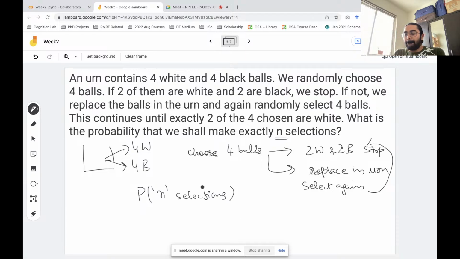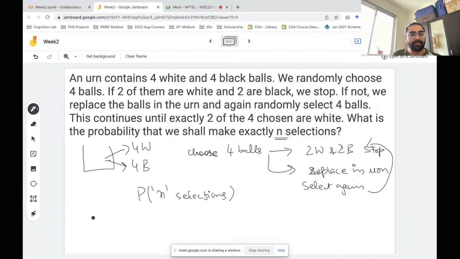Any ideas? I have one question. In your last line it is written we shall make exactly n selections. So is it n selections including the two whites and two blacks, or excluding? No, it's including. Yeah. So can we do it this way: n minus 1 selections would be those which we are looping, and 1 would be the two whites and two blacks. So the total can make n selections. Can we do it that way?